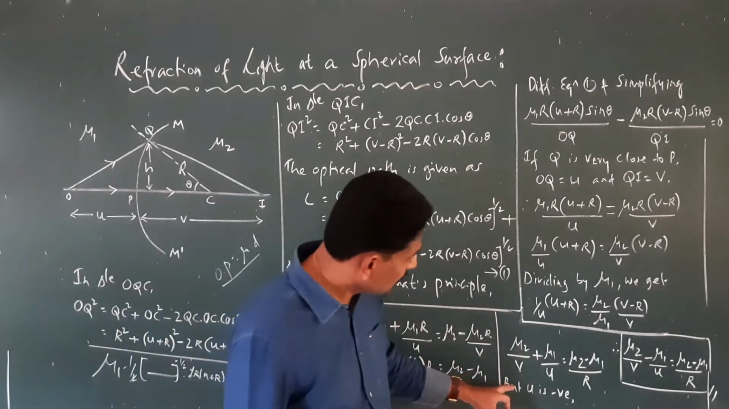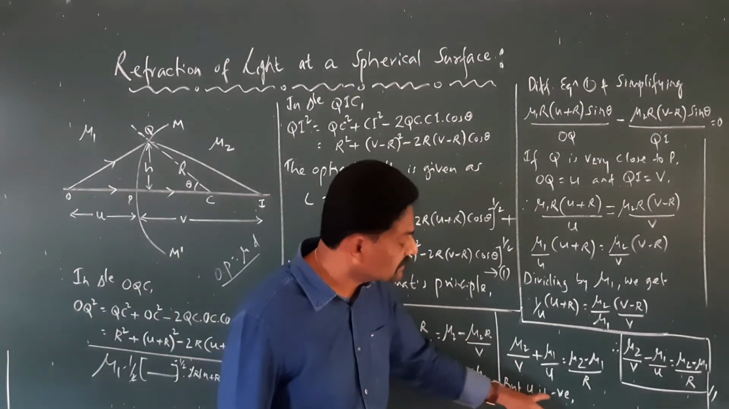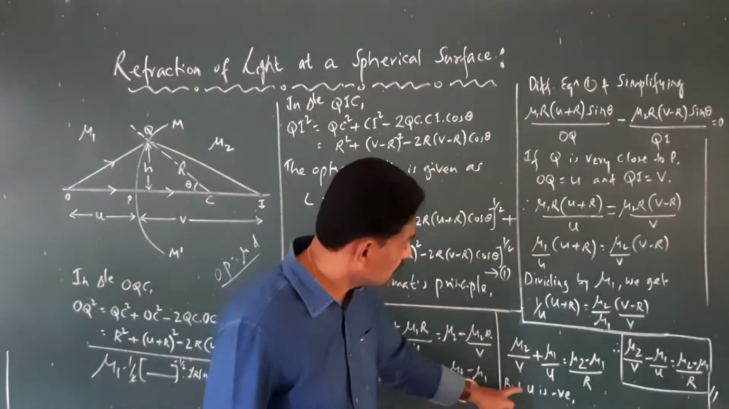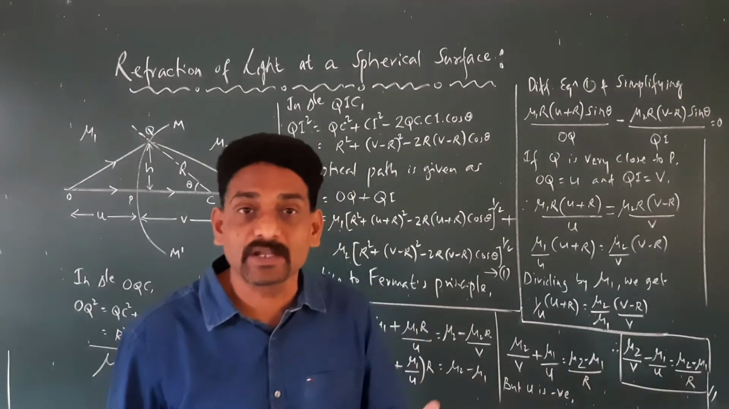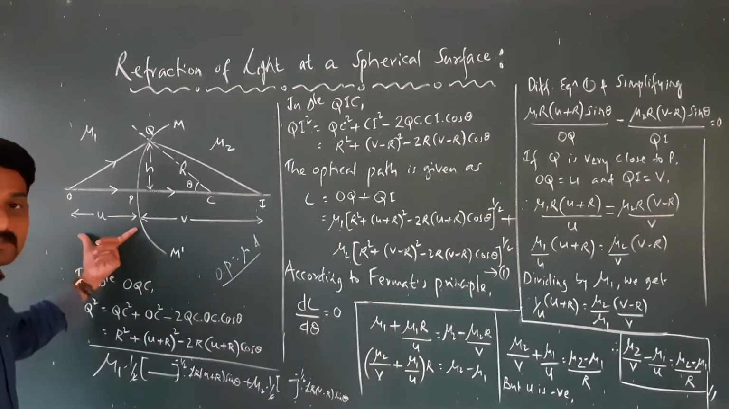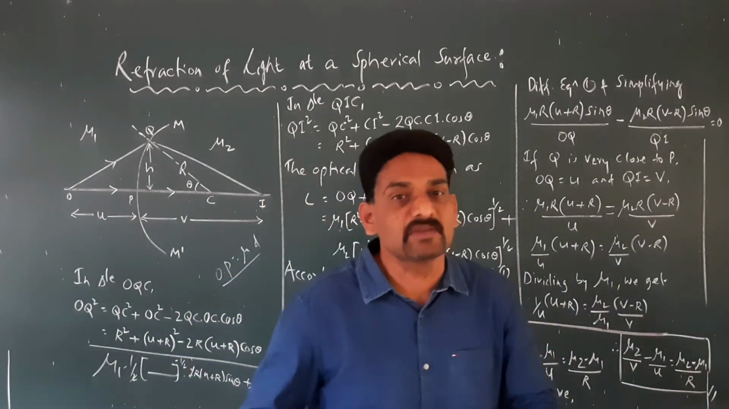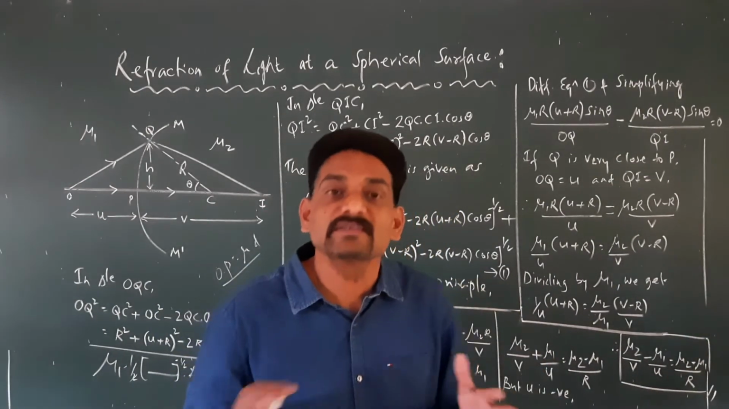But here what do we say? We say that u is negative. We are saying that this distance u is negative. Why is u negative? You know, we have certain conditions, the sign conventions. There are certain rules for sign convention.